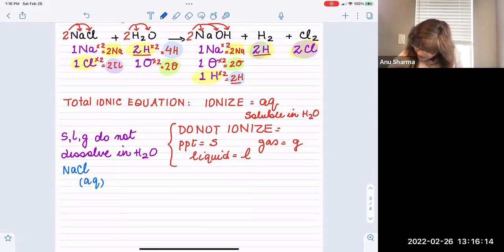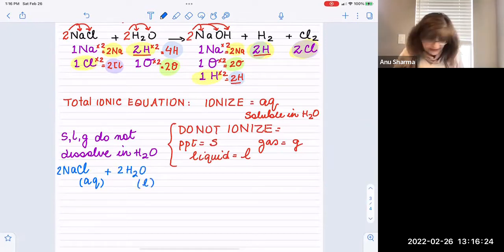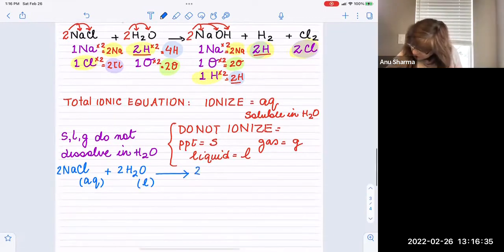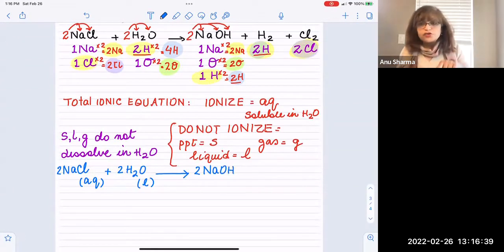Next is water itself is acting as a solution, right? And water is in a liquid state. So 2 H2O, and that is in a liquid state, liquid. So that is not going to dissolve in water. Okay, it is just water, it's a solvent. So liquid. Next is, this is giving you 2 moles of NaOH. NaOH, all hydroxides are insoluble except group 1A, and sodium is in group 1A.